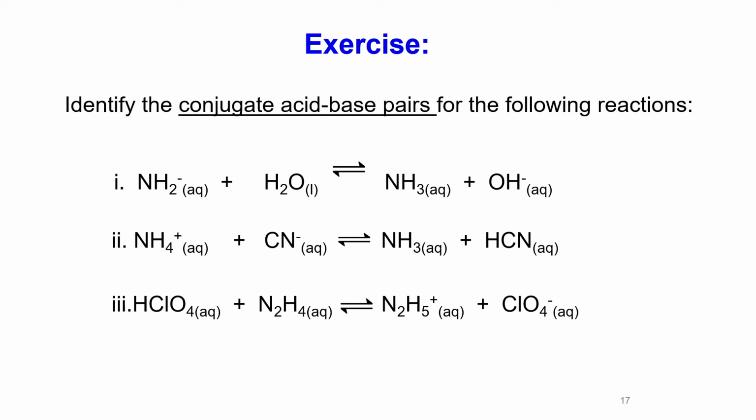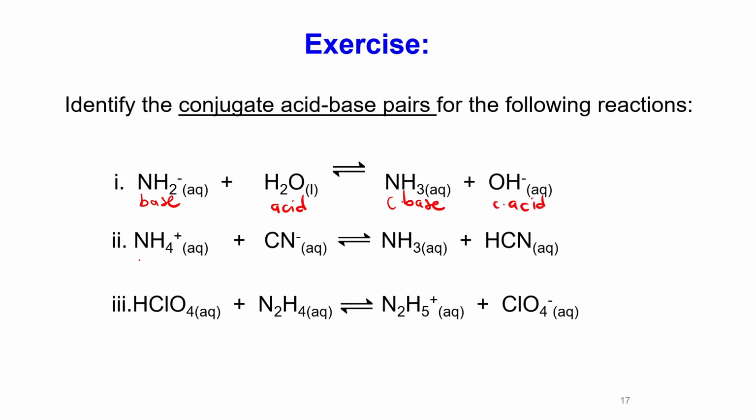Okay, so let us identify this. Okay, identify the conjugate acid-base pair for the following reaction. So this is an exercise. Okay, so it's very easy. Okay, you tengok di sini, NH2 minus, okay, and then becomes NH3, meaning that NH2 minus accepts a proton. So dia adalah base, and then this one is acid because it donates the proton to NH2 minus. So this one is conjugate base, and then this one is conjugate acid.